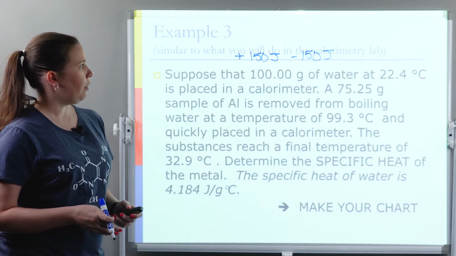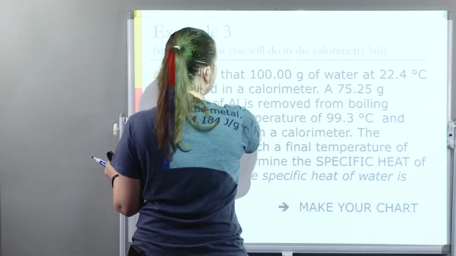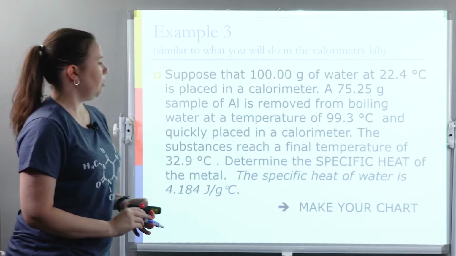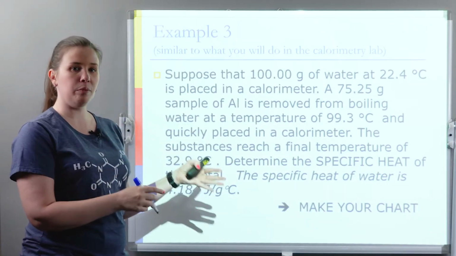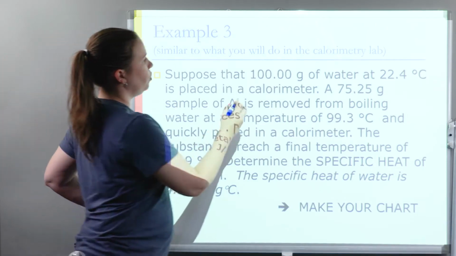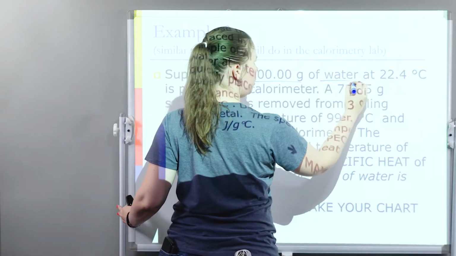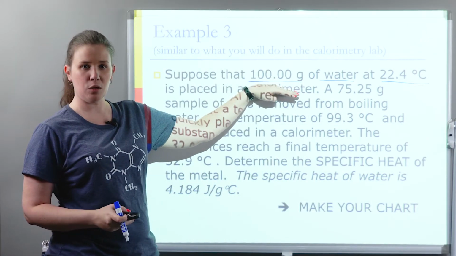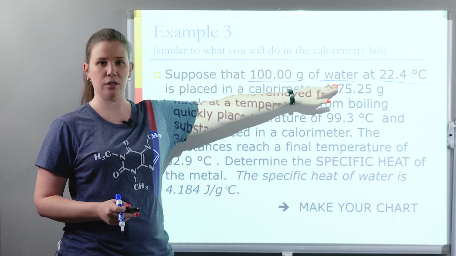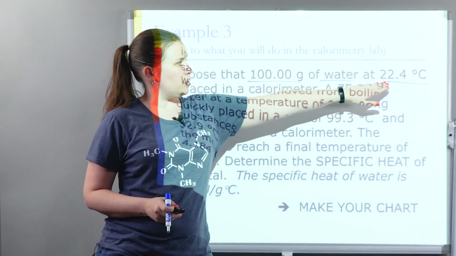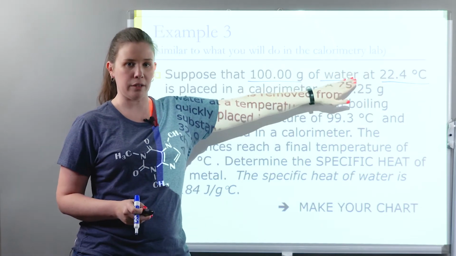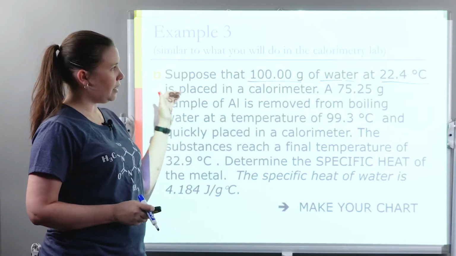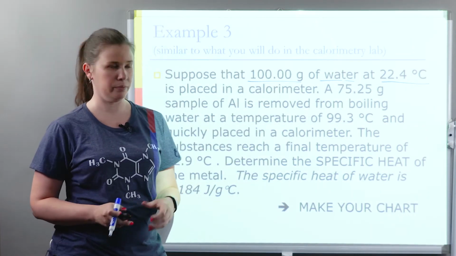All right, let's look at another question. This example is actually exactly like what you're going to do in the lab. So I'm going to go through and identify my variables and try to put them in the chart. I have 100 grams of water at 22.4 degrees Celsius. So grams I know would be my mass, and because it's in water, it's going to go in the first column. This 22.4 degrees Celsius seems to apply directly to the water, but the question is, is it the final temperature or the initial temperature? Well, it's at the beginning of the experiment, so that would be the initial temperature.